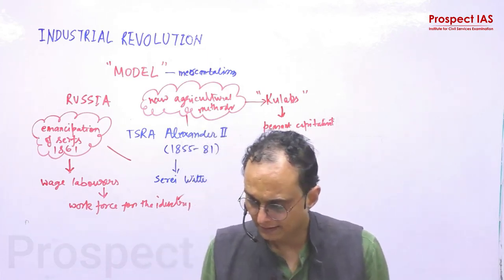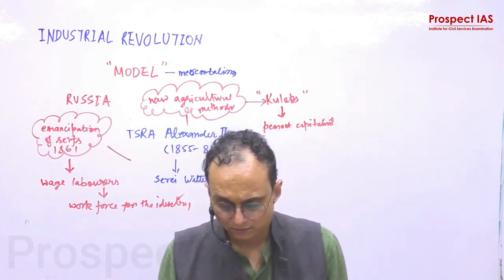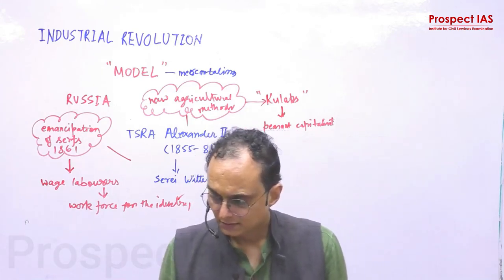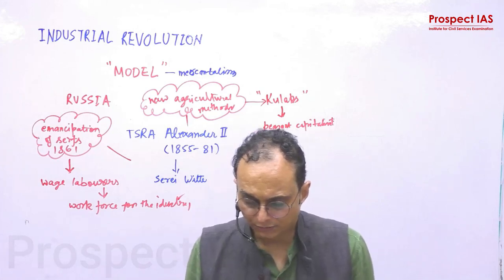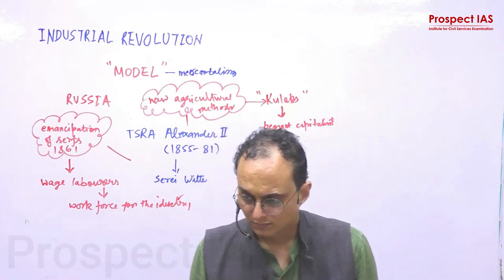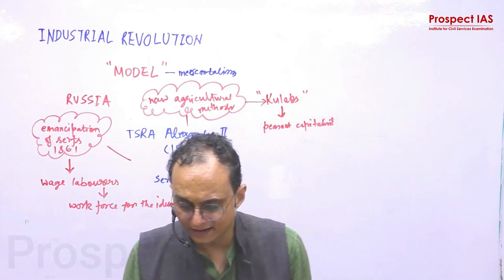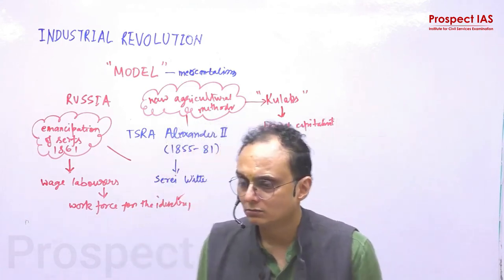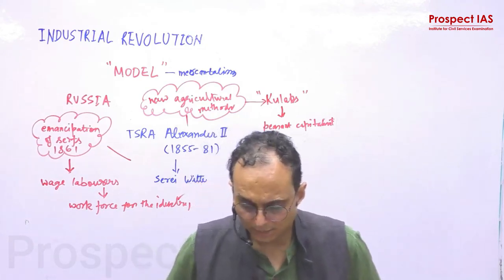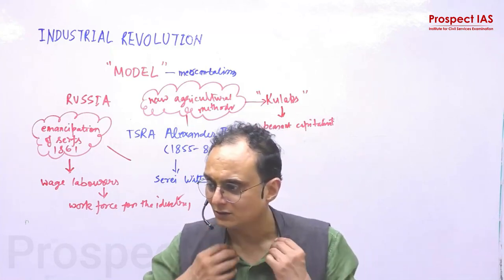Next point, by 1900 Russia was the fourth largest producer of steel and second largest source of petrol. अभी भी यूक्रेनियन क्राइसिस में क्या चल रहा है ना, यही तो चल रहा है, पेट्रोल पेट्रोल पेट्रोल, बहुत हल्ला मचा हुआ है.